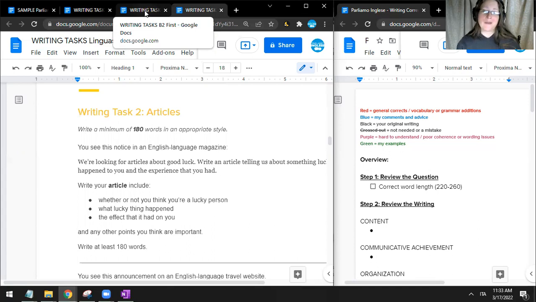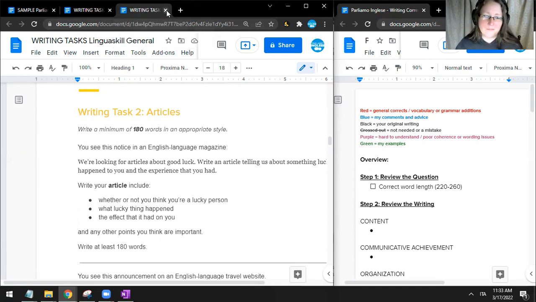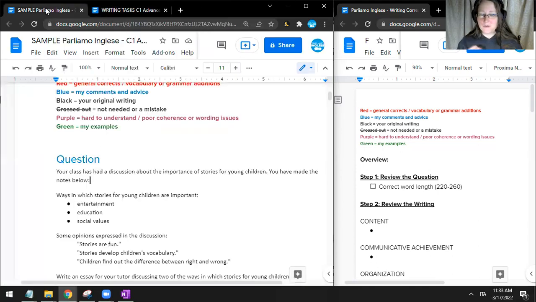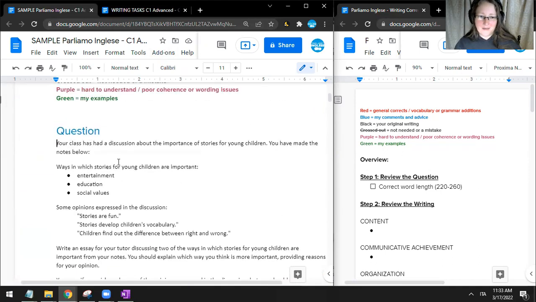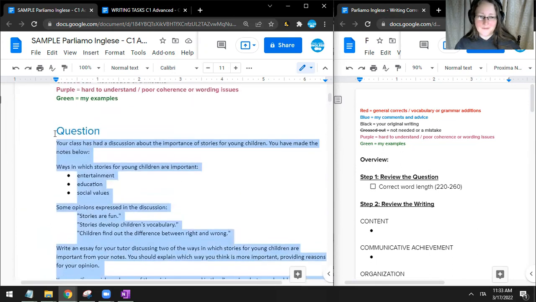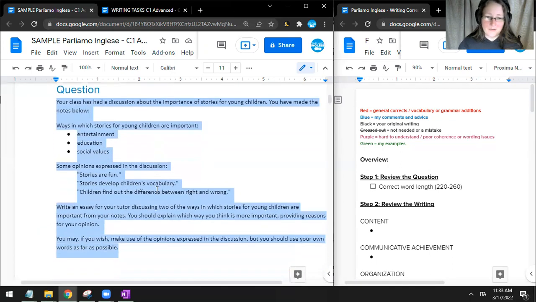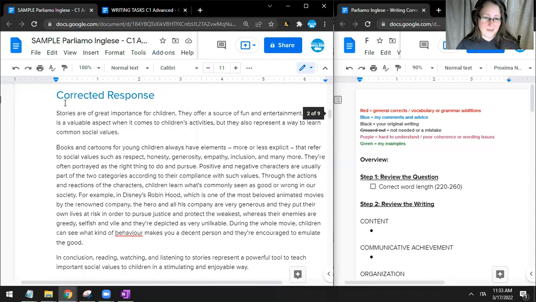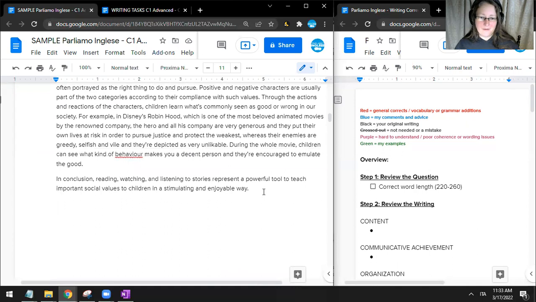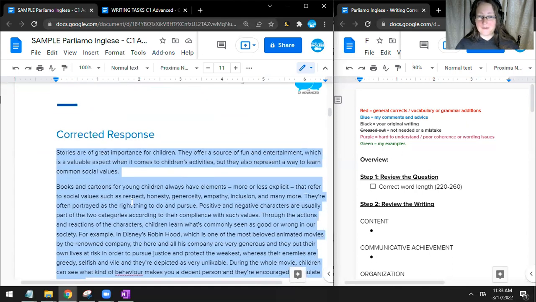The only thing that I request is that you send me the question that you've responded to, so I will know exactly what I'm marking. Okay, so when you send me your work, what happens first is I have this template document, and then I put in the question. So you can see here that I've already inputted the question that this person responded to. And then down here, I have put in the response that they sent me.